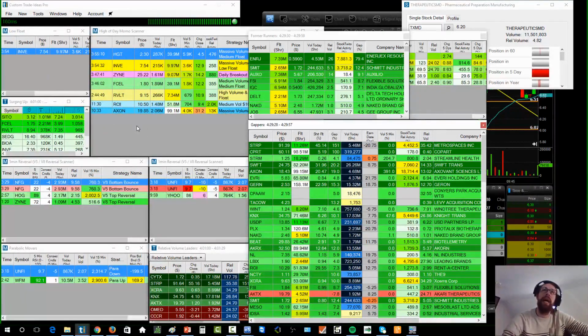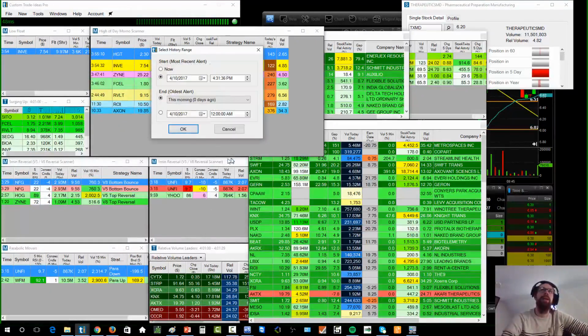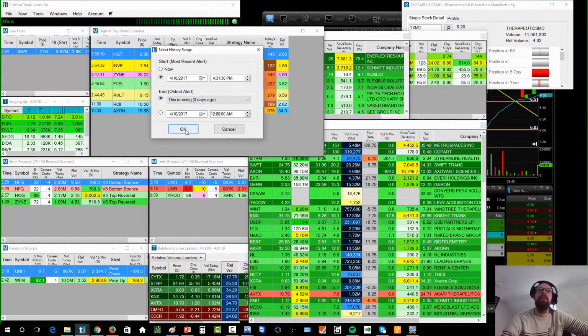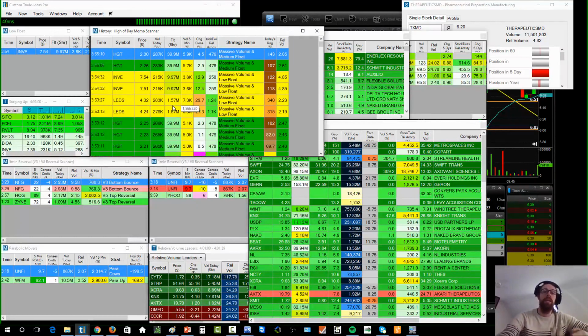Now, if you want to pull data, you can right-click them and do historical data, and then choose the time frame. So for this one, for instance, I could say, this morning, and click OK, and this will give me the list of all the stocks that hit this scanner this morning, which is really cool. It allows you to create a scanner and then go back and actually see what were the stocks that were hitting the scanner at this time, and then you can go look at the chart and see how you would have traded it.